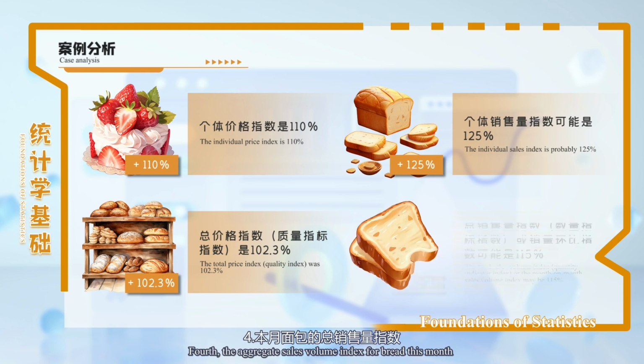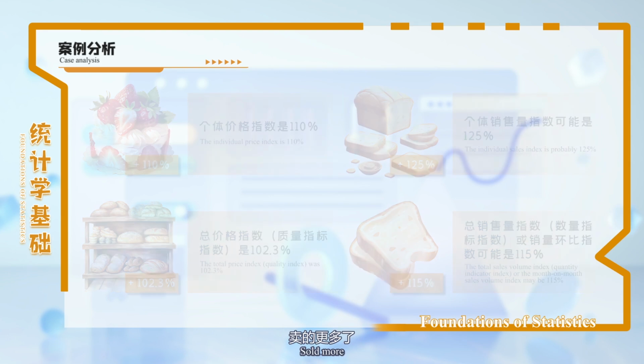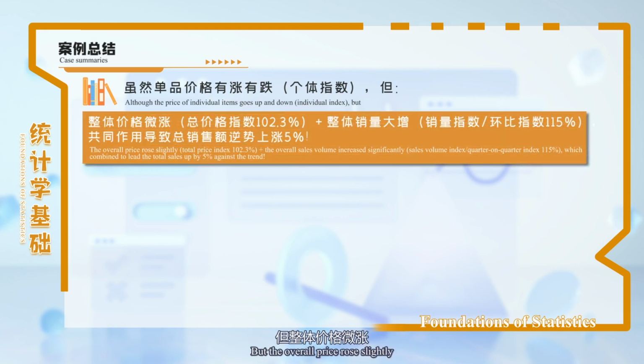Fourth, the aggregate sales volume index for bread this month, the quantity index or month-on-month sales index, may be 115%. Sold more. Obviously, the price of single items has gone up and down, as the individual index shows, but the overall price rose slightly; the total price index is 102.3%. Plus overall sales have increased significantly; the sales index is 115% month on month. This led to a 5% increase in total sales.